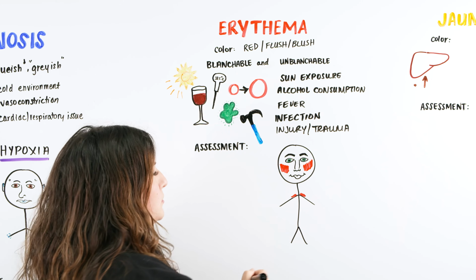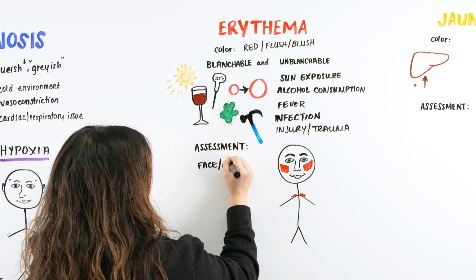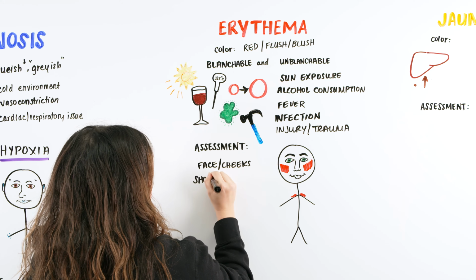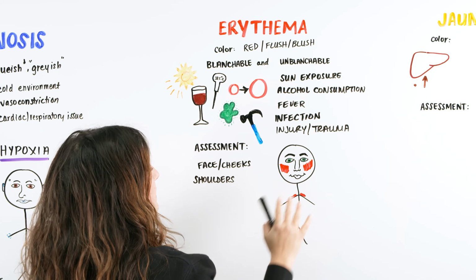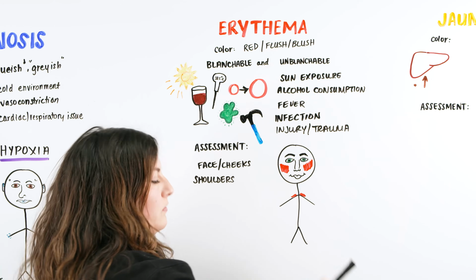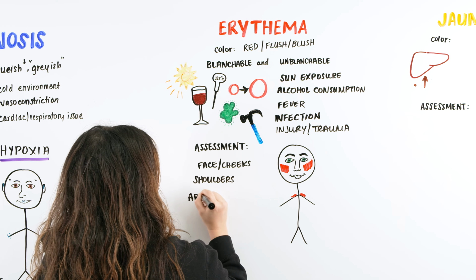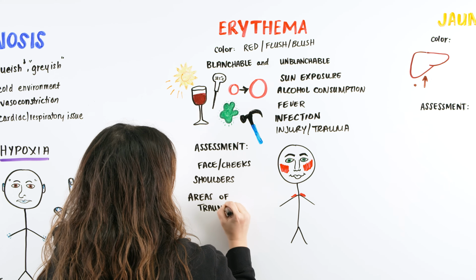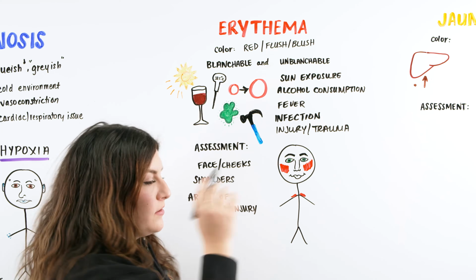So when we're assessing these patients, we can be looking at them. The most obvious is going to be the face, right, within the cheeks predominantly. Could also be looking at their shoulders or anything else exposed to the sun, right, that might have some type of burn or redness, right? And then we can also think about the areas of the trauma, right? So if somebody had some type of bug bite right on their forearm, the areas of trauma or injury are going to show us erythema. Okay, so that's erythema. Moving on to jaundice.